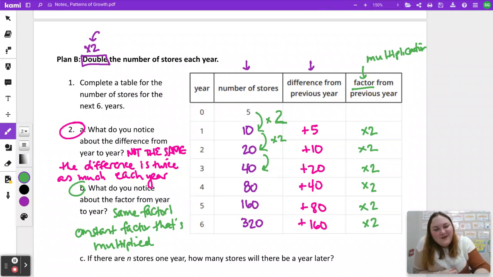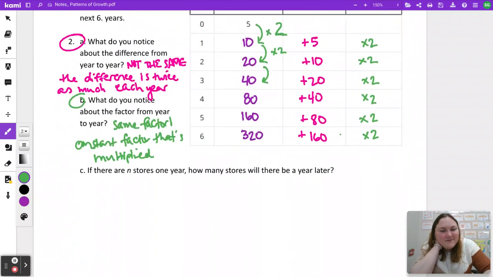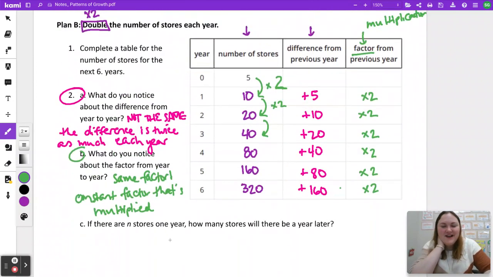So one last question here. It's similar to the one for Plan A. If there are n stores one year, how many stores would they be a year later? Just like we did before, see if you can come up with an expression that would describe, if I knew how many stores there are today, what could we do to find the number of stores for next year? Pause the video and try doing part C now.